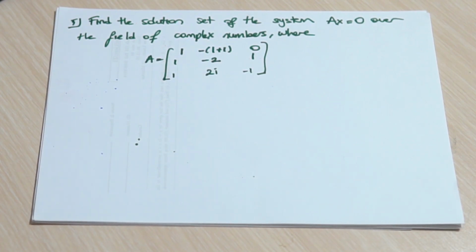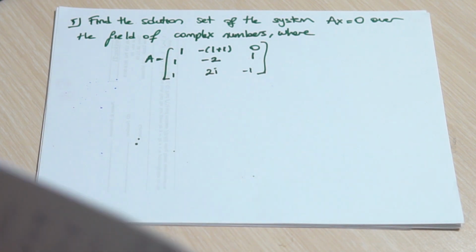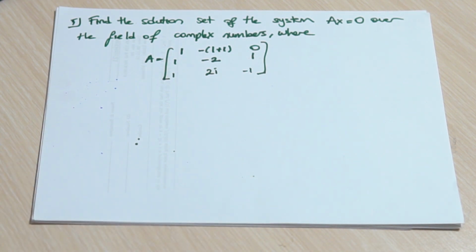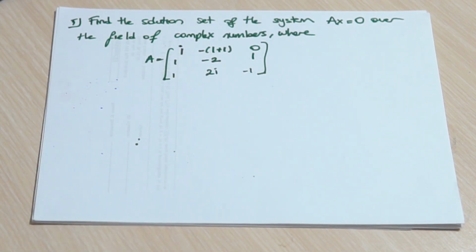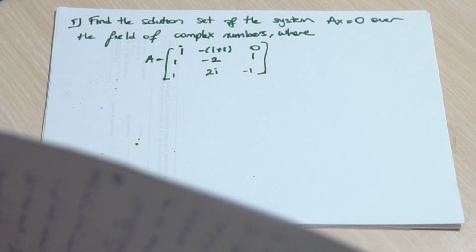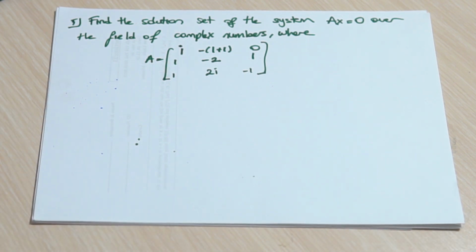Question 5. Find the solution set of the system Ax equals 0 over the field of complex numbers, where A is the matrix 1, minus 1 plus i, 0; 1, minus 2, 1; 1, 2i, minus 1. Sorry, this one is i. This one is i. This is our matrix.